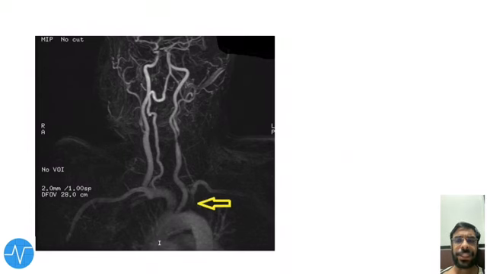This is a CT angiography image. We can see the yellow arrow is pointing that the proximal part of the subclavian artery is not completely filled with contrast. It is severely stenosed or occluded.